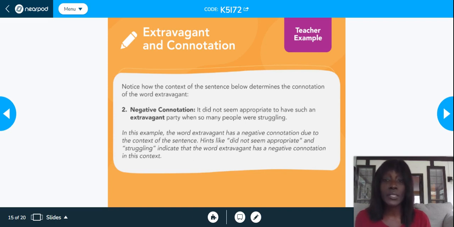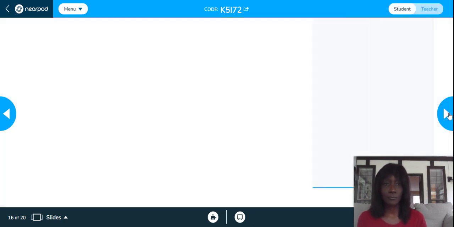And let's look at words that would signify this. It says, when so many people were struggling. So again, it has some type of negative aspect to it. Although extravagance seems to be a nice word, when you're saying so many people are struggling, that would indicate that it is a negative connotation.